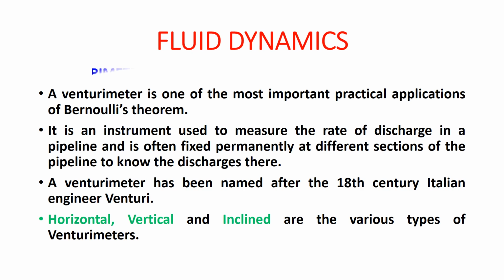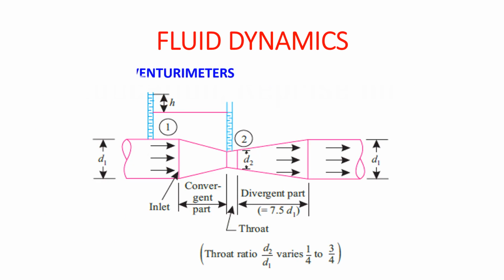There are various types of venturimeters: horizontal venturimeters, vertical venturimeters, and inclined venturimeters. So see guys, according to its location in the pipe, these types of venturimeters are determined as horizontal, vertical, and inclined. For finding out the equation, we first take the horizontal venturimeter, the same diagram which we have employed here, because in further parts we are going to see some problems based on vertical and inclined venturimeters.